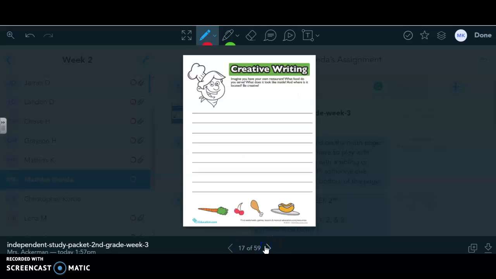And then you have your creative writing. It says, imagine you have your own restaurant. What food are you going to serve? What does it look like inside your restaurant? And where is your restaurant located? Be creative. That is something you can choose to cross out if you would like.